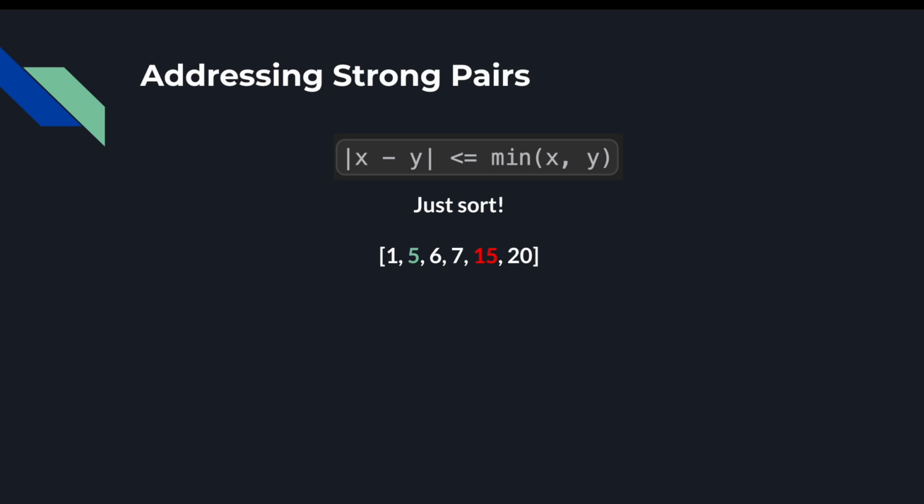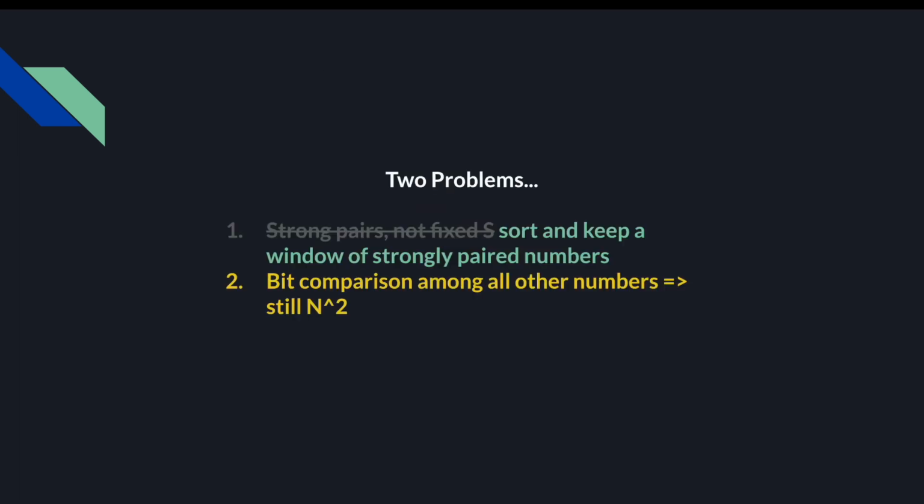You don't even need to check if 20 and 5 are a strong pair, because if the array is sorted, then the difference between 5 and any number beyond 15 is going to be at least 10, which we already know does not make a strong pair. So that's how we address the first problem. We'll always keep a window of numbers available for comparison until we find the first number that violates the strong pair condition, which can be done if we sort the array.